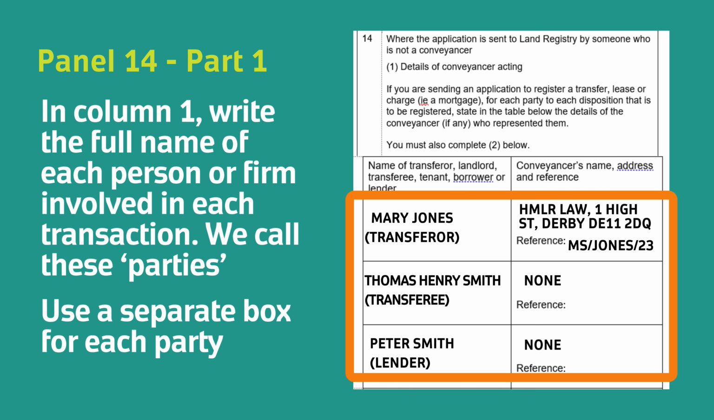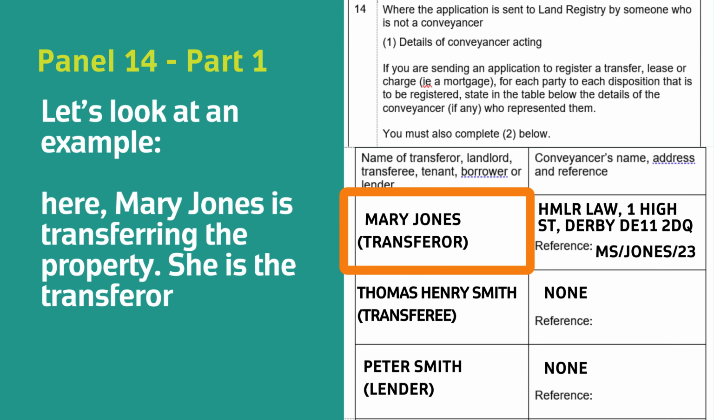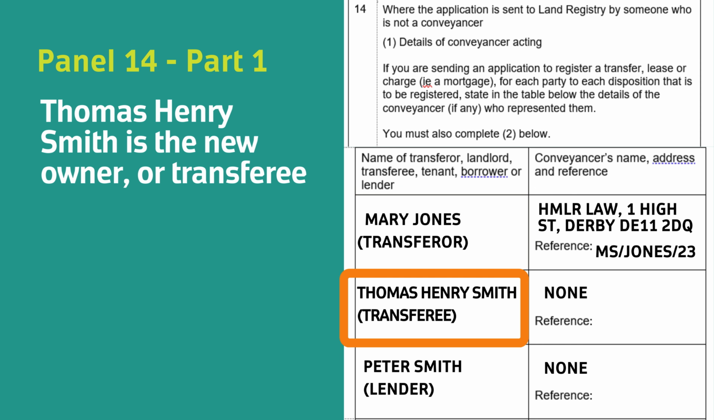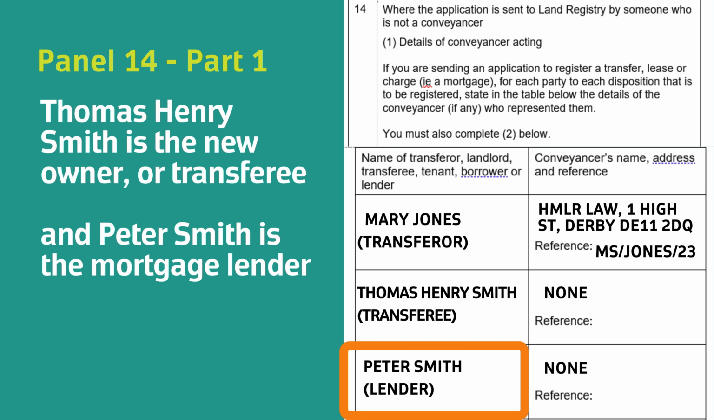In the first column, write the full names of every person or firm involved in each transaction. We call these parties. Each party must be entered in a separate box. In our example, Mary Jones is the transferor, that is the current owner. Thomas Henry Smith is the transferee, that is the new owner. And Peter Smith is the mortgage lender.